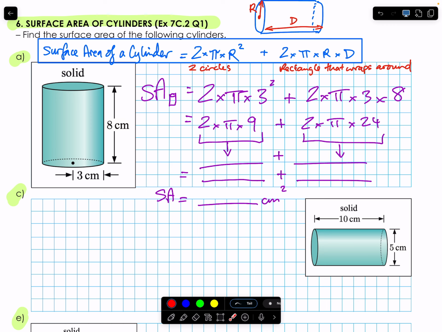Is anyone still getting that? Yes? Okay. So today you'll finish the working out there. I've set you up. I've done the first couple of steps. You need to find these lines. You need to add the lines together to find the total surface area.